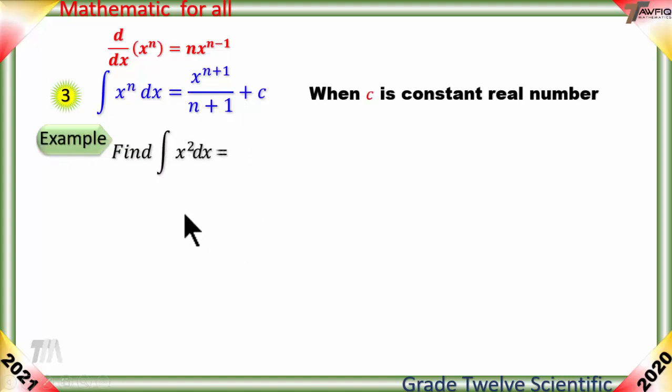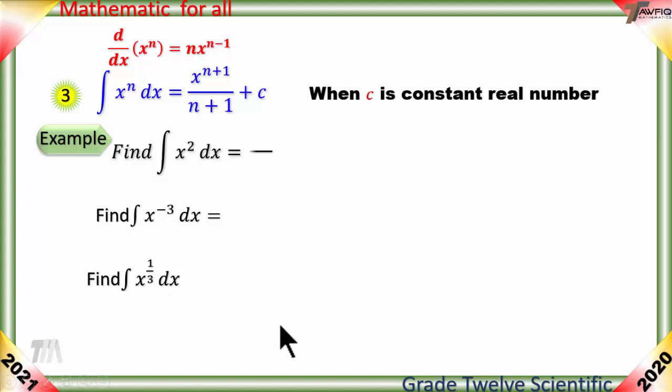Example, find the integral of x squared dx, and find the integral of x to the power minus 3 dx, and the integral of x to the power 1 over 3 dx. For the first one, add 1 to the power: 2 plus 1 over 2 plus 1. And 2 plus 1 is 3, so it becomes x to the power 3 over 3.